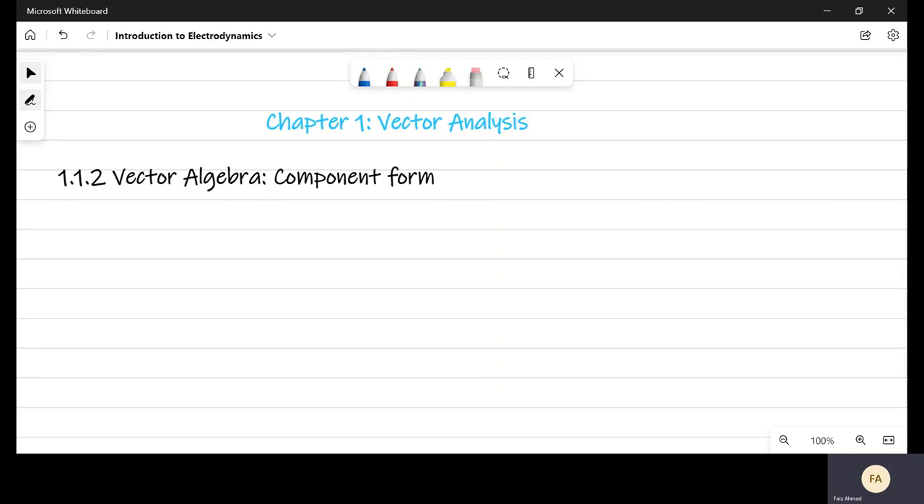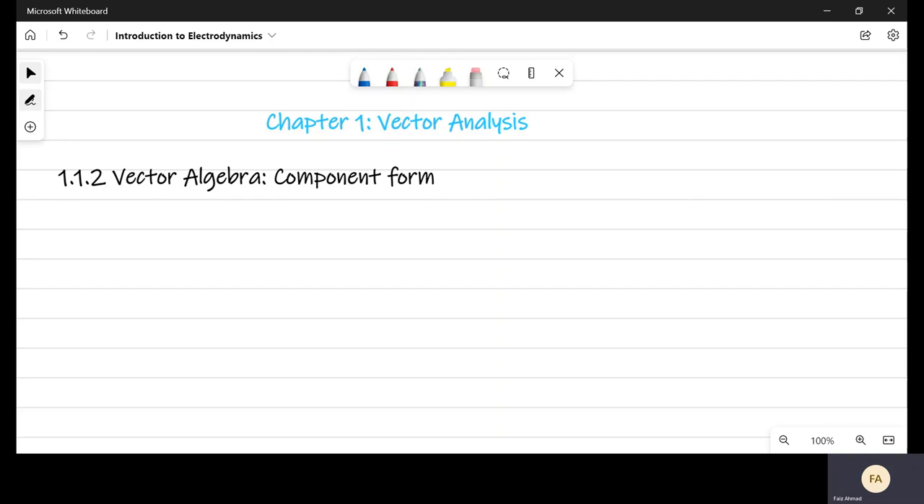Today we will be covering vector algebra component form. So far we were discussing the vector in abstract form, so we don't have any coordinate system to express a vector. So it is time to define a coordinate system. A coordinate system is a reference system to express the vectors. We will start with a very simple one, and the simplest one is the Cartesian coordinate system.